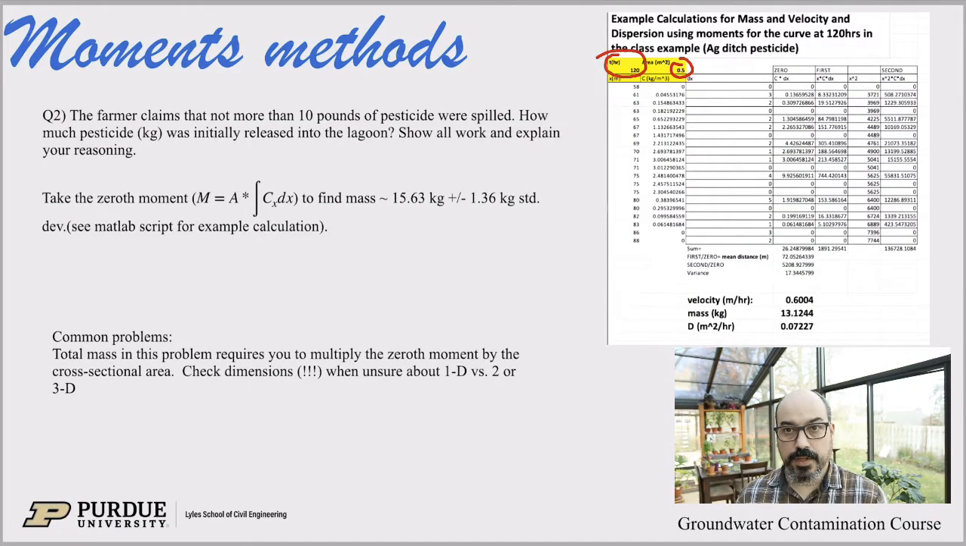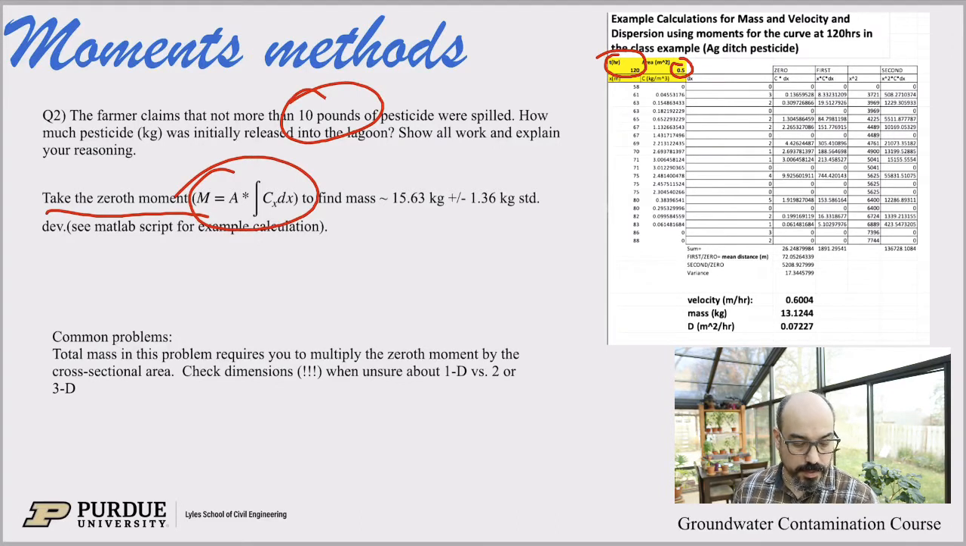The area, of course, is 0.5 square meters, we said before, right? So it's 2 meters wide and 25 centimeters deep. So that's a half square meter surface area, or cross section, I should say. So the farmer says he put in 10 pounds of that pesticide, or he spilled 10 pounds of the pesticide. Now, if we take the 0th moment, again, the mass equals area times the sum of C dx.